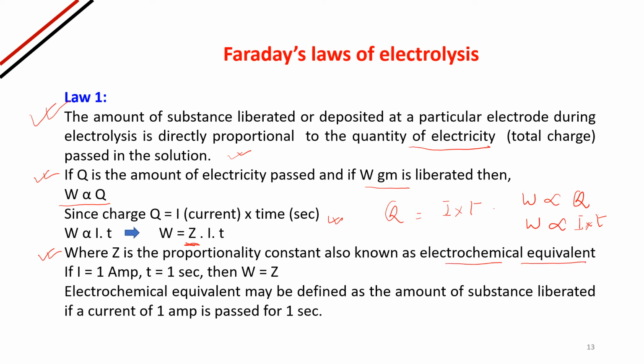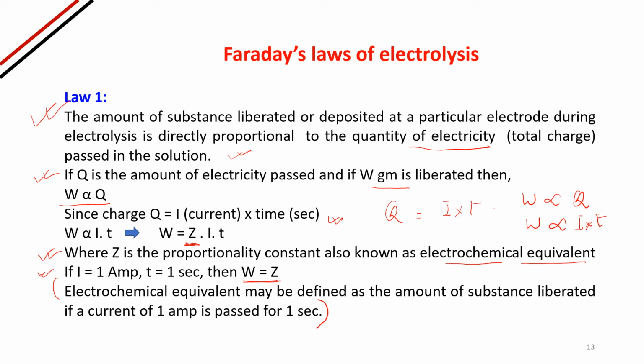Okay, if I is equal to 1 ampere and time is equal to 1 second, then we get W is equal to Z. So from here we can say the definition: electrochemical equivalent may be defined as the amount of substance liberated if a current of 1 ampere is passed for 1 second. This is the first law.